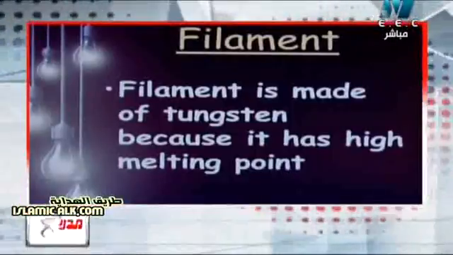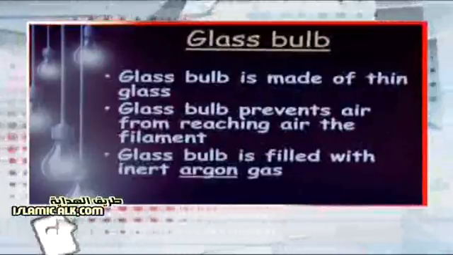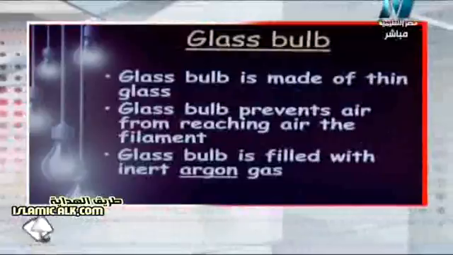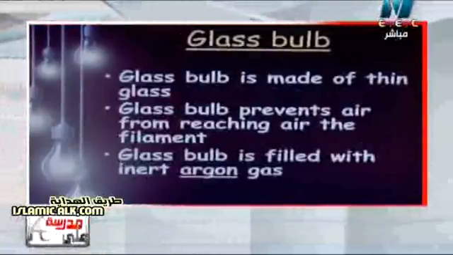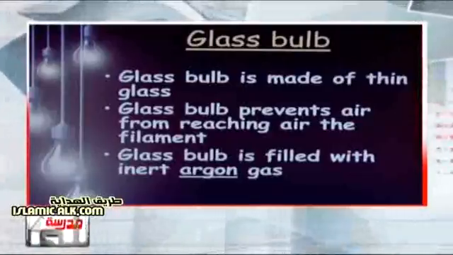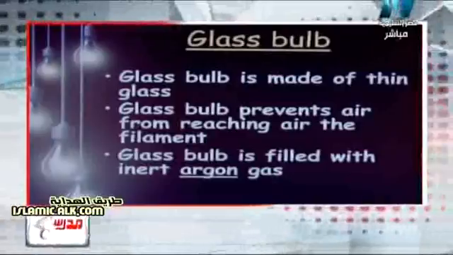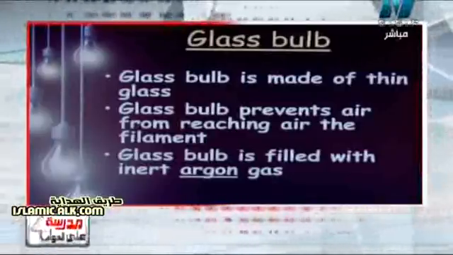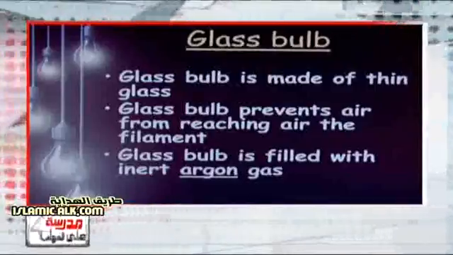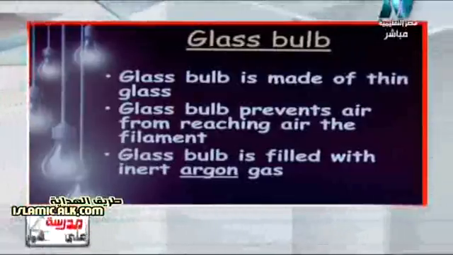So, the glass bulb. What about the second component, which is the glass bulb. glass bulb أو الجزء الزجاجي أو الانتفاخ الزجاجي الموجود في المصباح الكهربي. Glass bulb is made of thin glass. مصنوع من زجاج رقيق. Glass bulb prevents air from reaching the filament. بيمنع دخول الهواء للفيلامنت. And also glass bulb is filled with inert argon gas, or inert gas which is called argon.